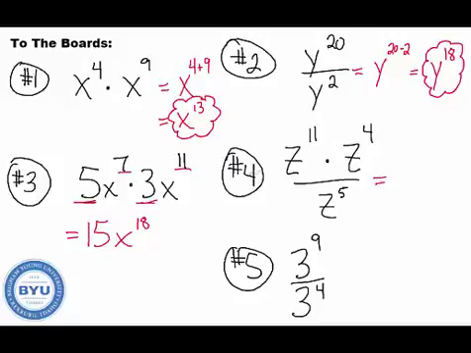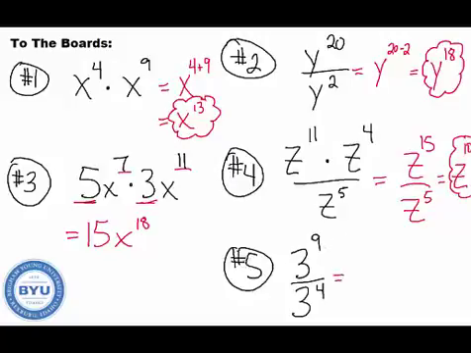On number 4, you've got to apply both rules. Let's work with just the top. Z to the 11th times z to the 4th. Well, when we're multiplying powers, we need to add the exponents. So 11 plus 4 comes out to be 15. Now we'll go ahead and work on the division. When we divide powers, we have to subtract. So 15 minus 5 is z to the 10th.